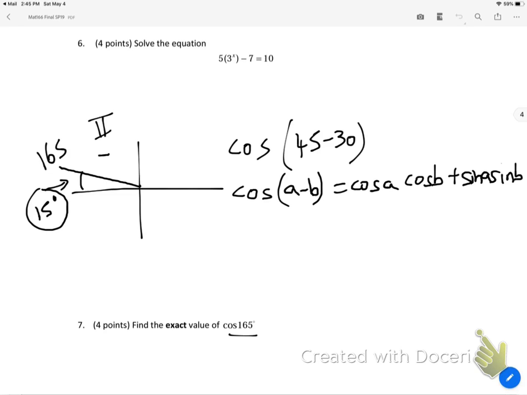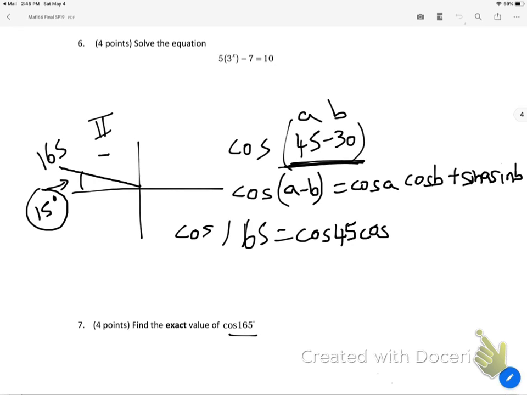Right, so here we go. The cosine of 165, which I'm going to do as 45 minus 30. So there's A, there's B. So it's the cosine of 45 times the cosine of 30 plus the sine of 45 times the sine of 30, based on that rule there.